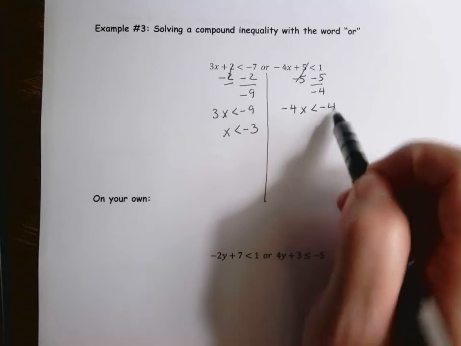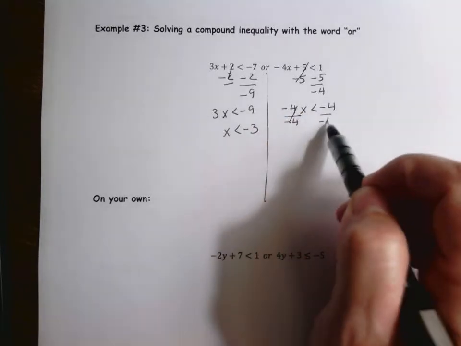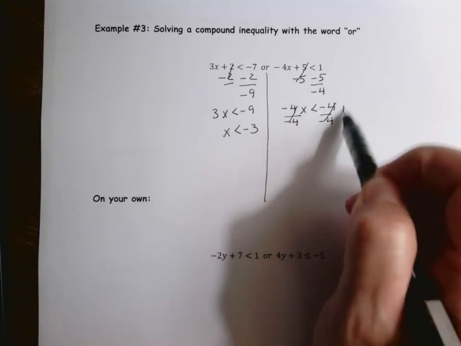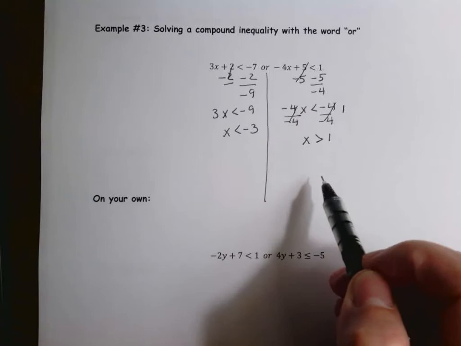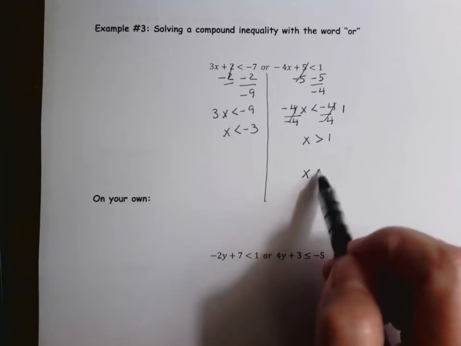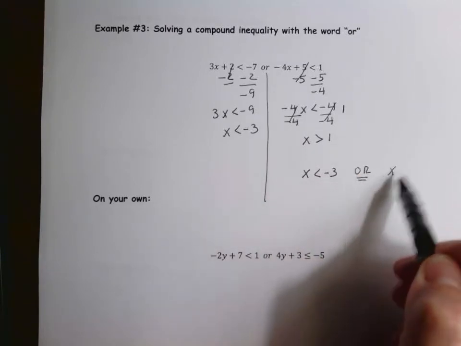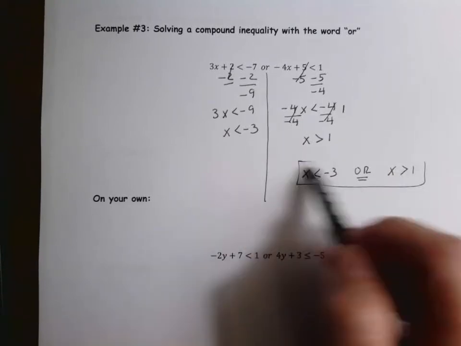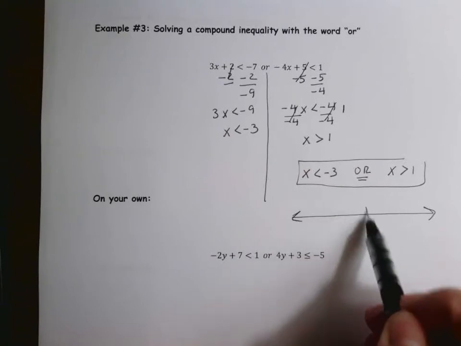I'm going to divide both sides by -4, so I need to flip my sign. That becomes 1. So x is greater than 1. So I'm just solving one side and then solving the other. And so what's my answer? X is less than -3 or x is greater than 1. And that's my answer. And just to make sure I didn't mess up on my signs, let's graph it.